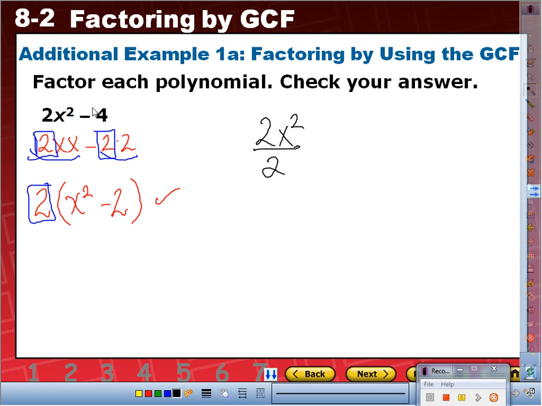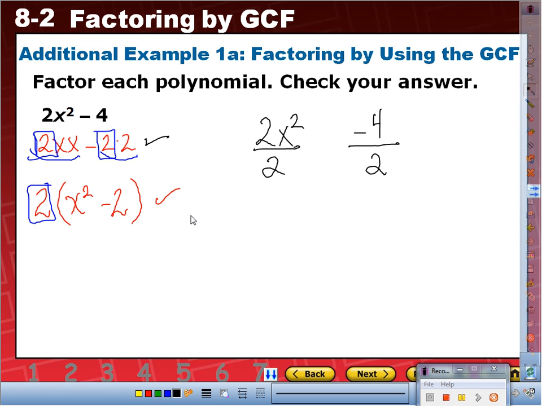Let me rewrite the second term. Negative 4 divided by our GCF. What is negative 4 divided by 2? That's how we get that. I'm just showing you different views so you can see it. But I'm not going to be doing this step often. This is if you have doubts, you need to factor out.